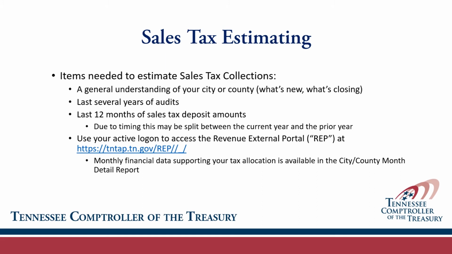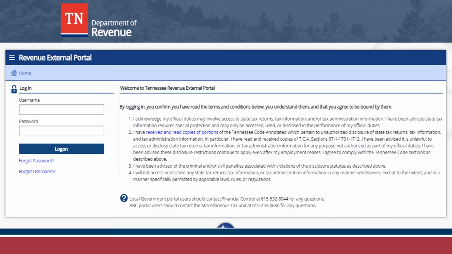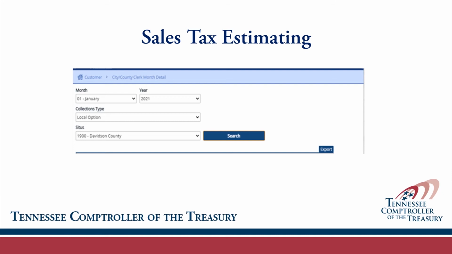So I've learned recently that Department of Revenue has this great online source called the Revenue External Portal, which most governments are probably more familiar with than I am. But you should be able to log in, and I'll show you, here's what it looks like. You log into this site, and you can actually get monthly detail reports for different revenue streams. So you can see the example on the screen is January of 2021, the local option sales tax for Davidson County. So this is a great resource that's out there already that you should have access for.